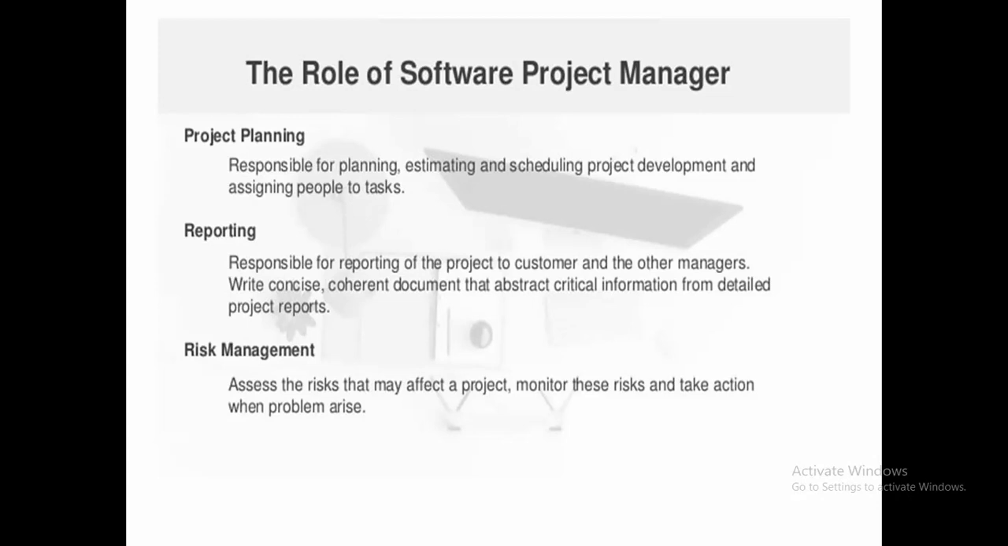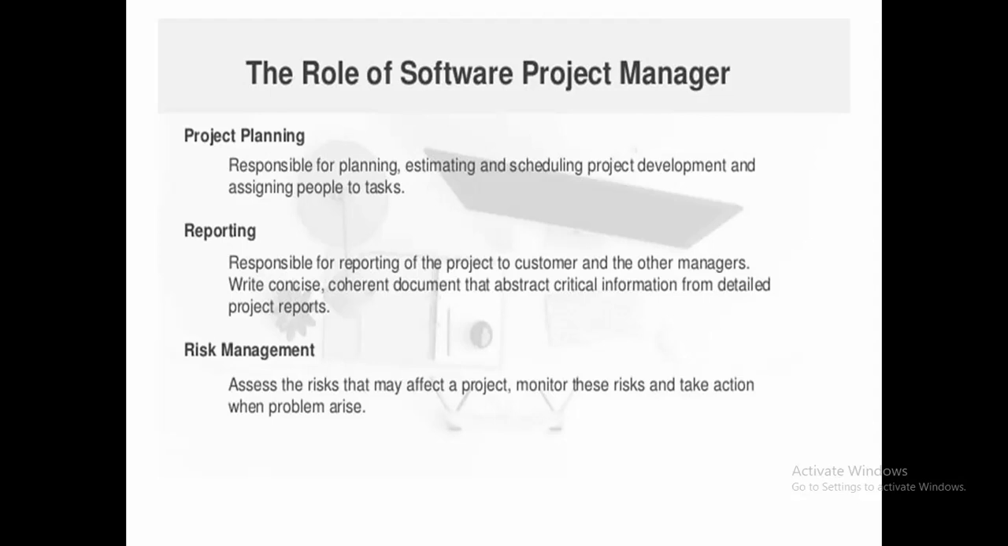Software is used to control a computer. There are different types of software that can run on a computer system: system software, utility software, and application software. Second, reporting: responsible for reporting on a project to the customer and other managers.